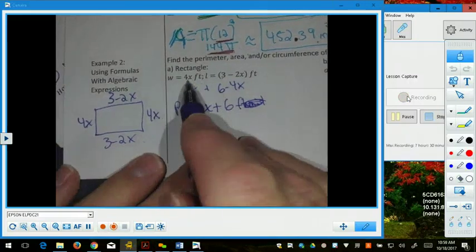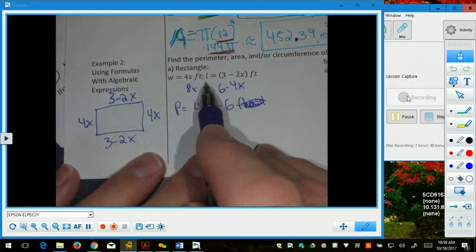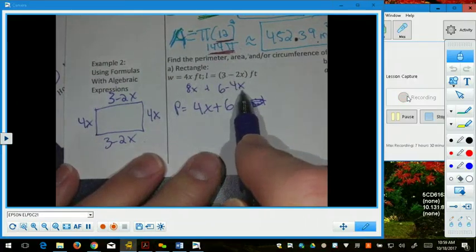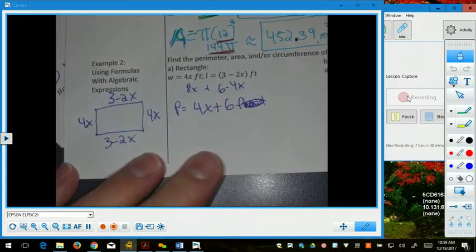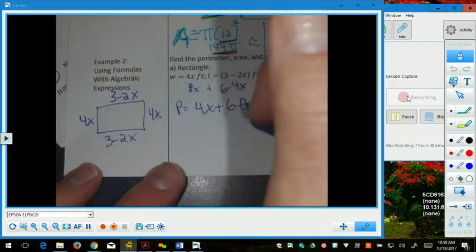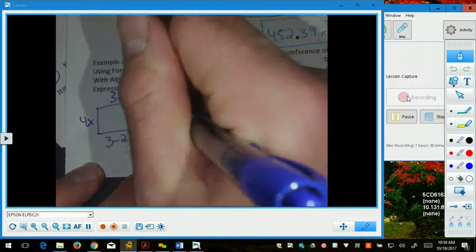But I could also do this. I could do 2 times the width plus 2 times the length. 2 times the width is 8x. 2 times the length is 6 minus 4x, if I were to distribute 2 in. But you can do either one. You can do it this way using the formula, or you could just add up all the sides. You're going to get the same expression for the perimeter.